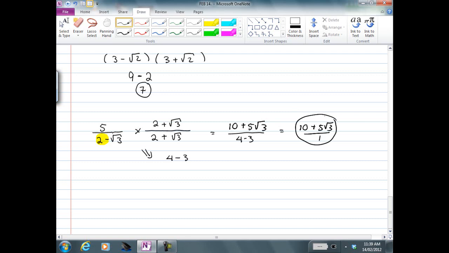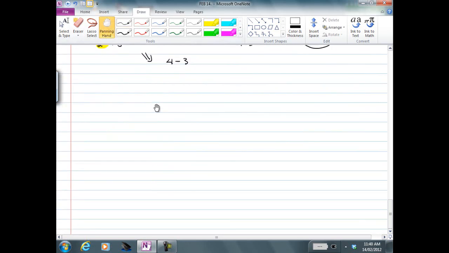Because really, this is all multiplication. Can't you just get rid of the bottom then because it's just over 1? Oh yeah, you can get rid of the bottom, because over 1 is just 1. Good point. Try this one. This is your Super No question for today.